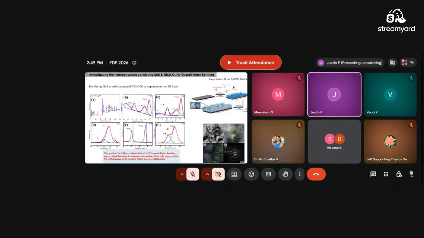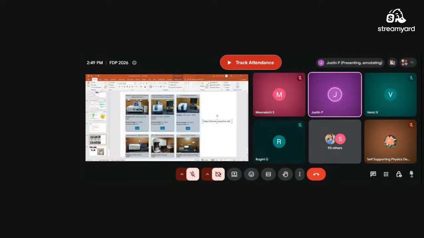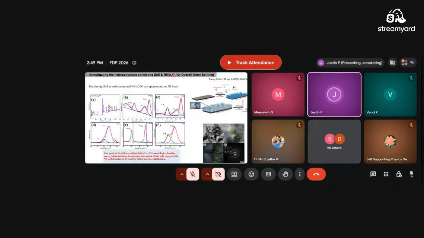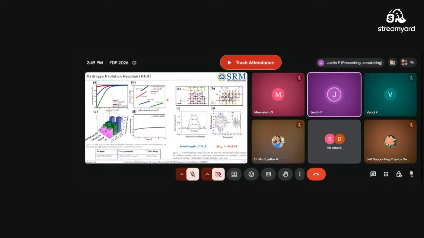In that case, we also observed a shift in the tin peak, which is related to the bonding of tin with oxygen present in the nickel cobalt oxide. Because of this interfacial bond, the heterostructure is highly stable and performs well in alkaline electrolysis. In this work, we also did DFT theory.